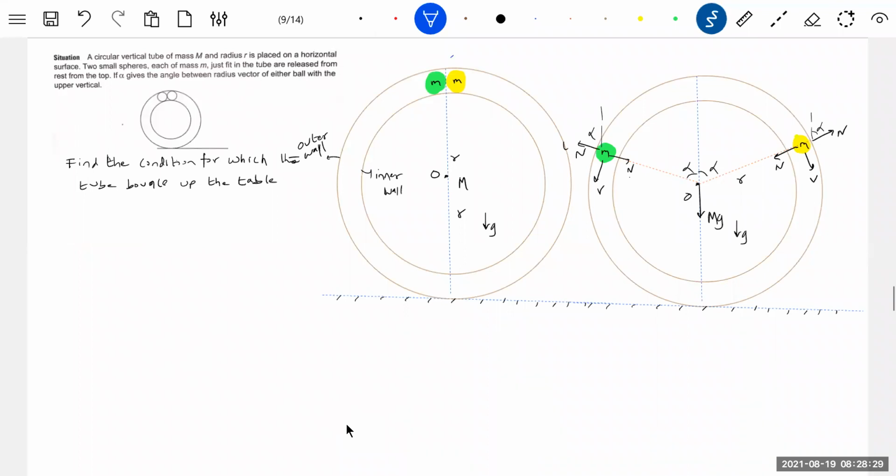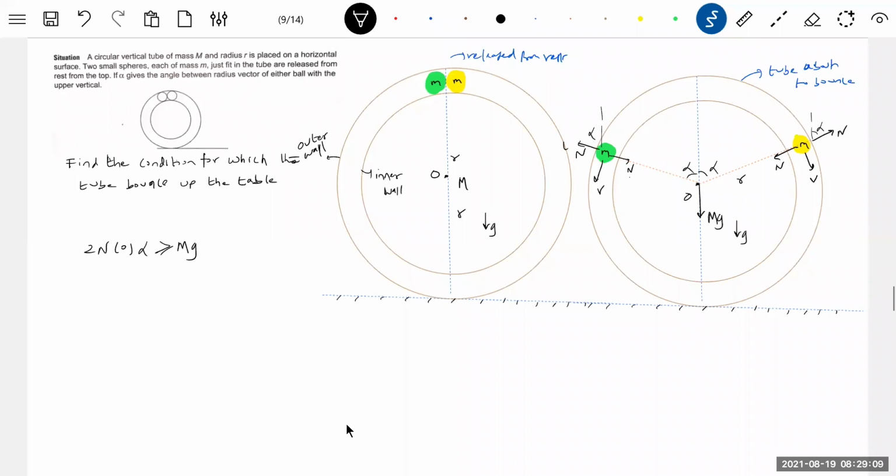This is initially released from rest. The tube is about to lose contact, about to bounce. So when will it bounce up? When 2N cos alpha is greater than or equal to mg. Okay, then what to write for that N? What is the equation for N we can write?